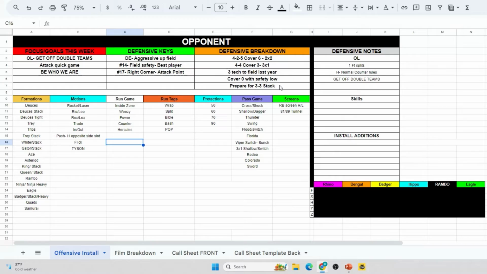So that's one of our keys. When the safety rolled down and was stacked up behind that outside backer, we knew that outside backer was coming. So that's when we knew that we're getting some sort of cover 0. And then we also want to make sure we're preparing for the 3-3 stack.